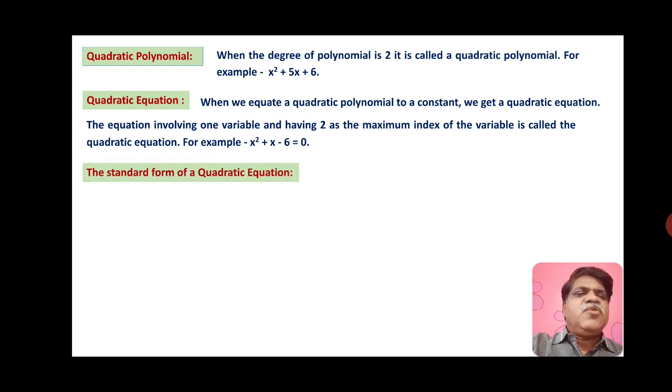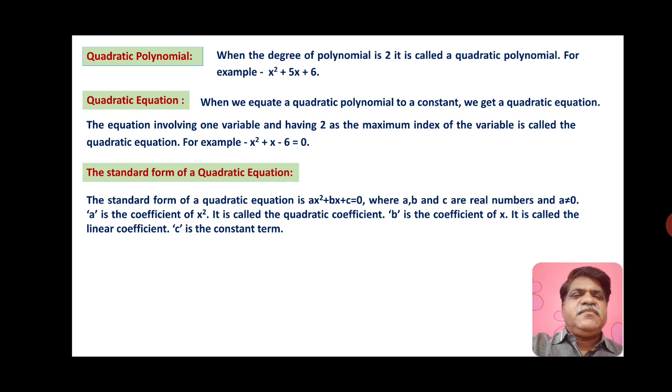What is the standard form of a quadratic equation? The standard form of a quadratic equation is ax square plus bx plus c is equal to 0, where a, b and c are real numbers and a is not equal to 0. A is the coefficient of x square, it is called the quadratic coefficient. B is the coefficient of x, it is called the linear coefficient. C is the constant term.